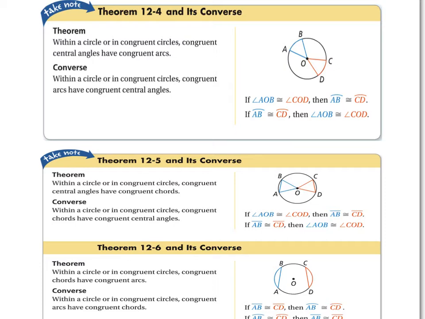Because remember, if a central angle is 45 degrees, then that means its arc is 45 degrees. Or if a central angle is 67 degrees, then its arc is 67 degrees. The central angle and the arc are always going to be equal to each other. It's the same thing if we say that the arcs are congruent to each other, then the central angles are congruent to each other as well.